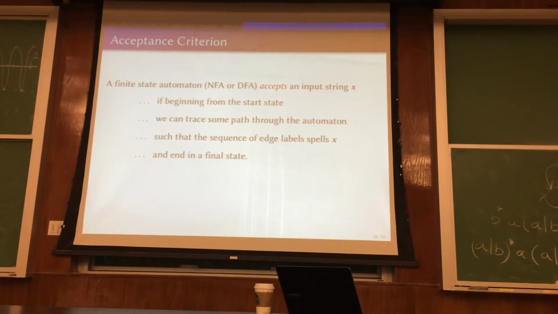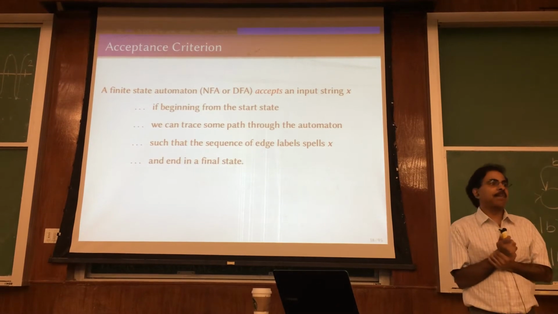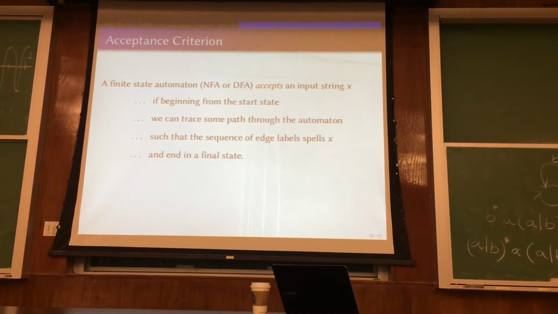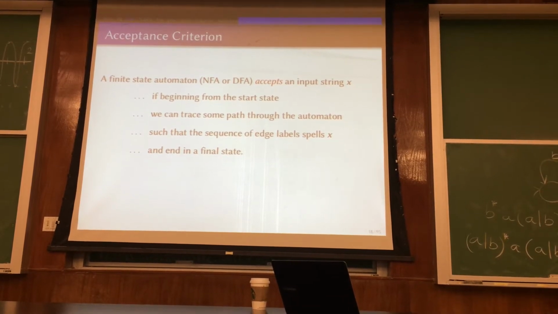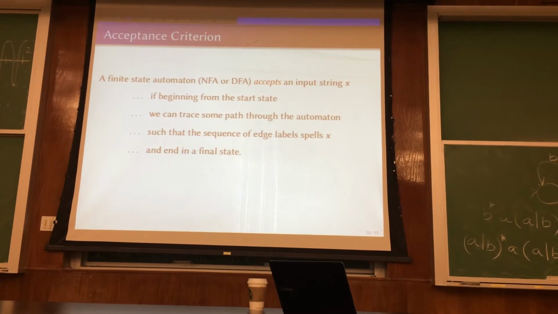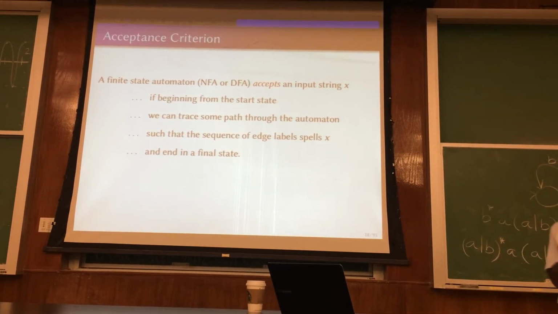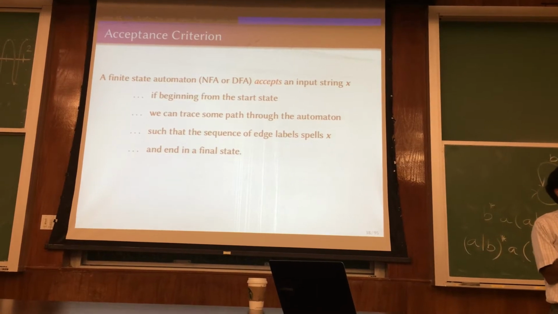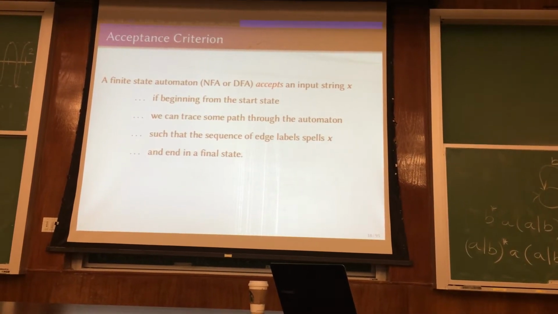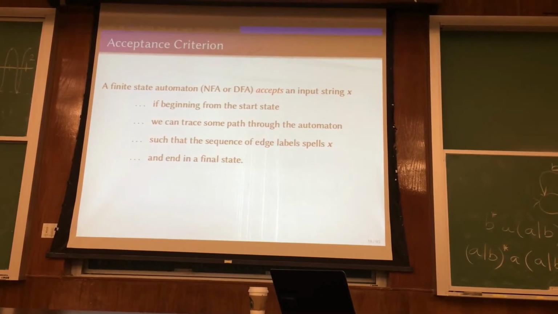Acceptance basically corresponds to the existence of a path from a start state to a final state. If there exists a path that spells out the string that you are processing, then that means it's going to be accepted. And remember, whenever we talk about accepting strings, you accept only if you are at a final state at the end of the string, right?